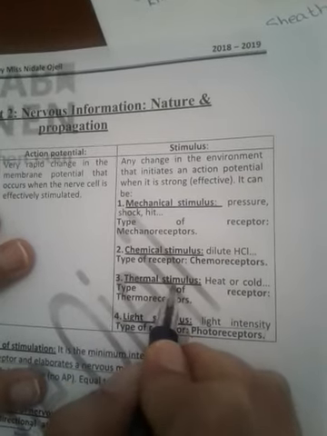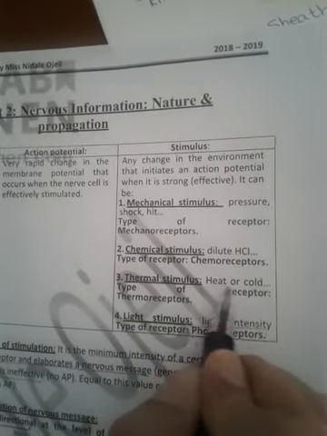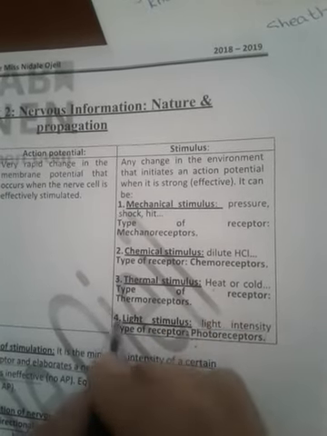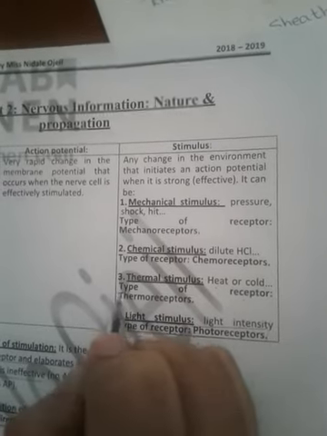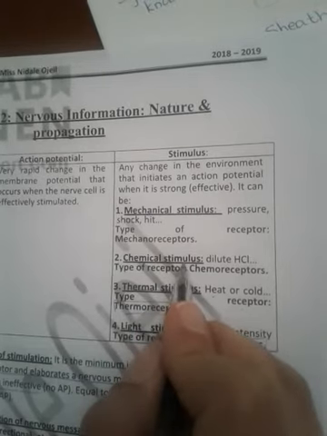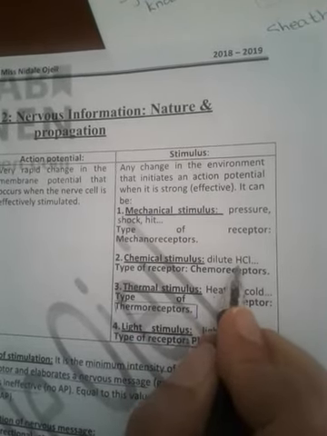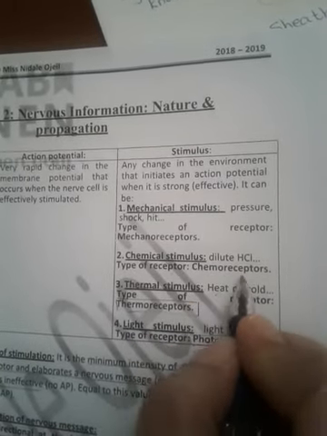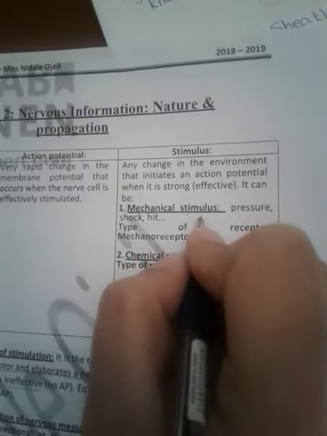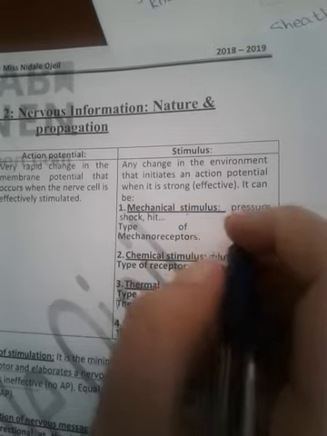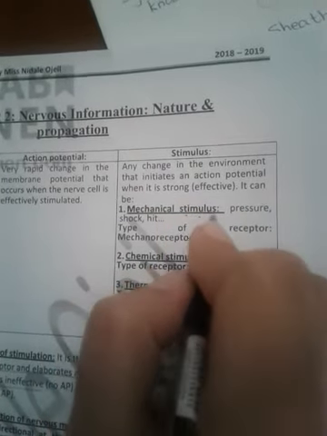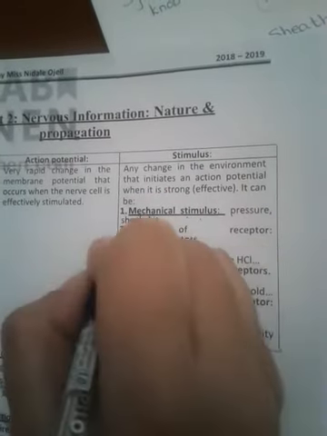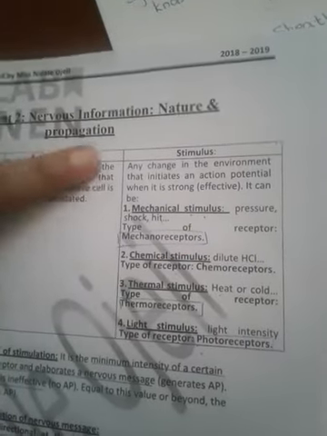The thermal stimulus has to do with hot and cold, or temperature. The type of receptor that receives it is known as thermoreceptors. Chemical stimulus, for example dilute HCl. The type of receptor that receives chemicals is the chemoreceptors. And finally, we've got the mechanical stimuli, which have to do with pressure, shock, or a hit. Let's say someone comes and slaps you. Who receives it? The mechanoreceptors, because it's a mechanical stimulus.